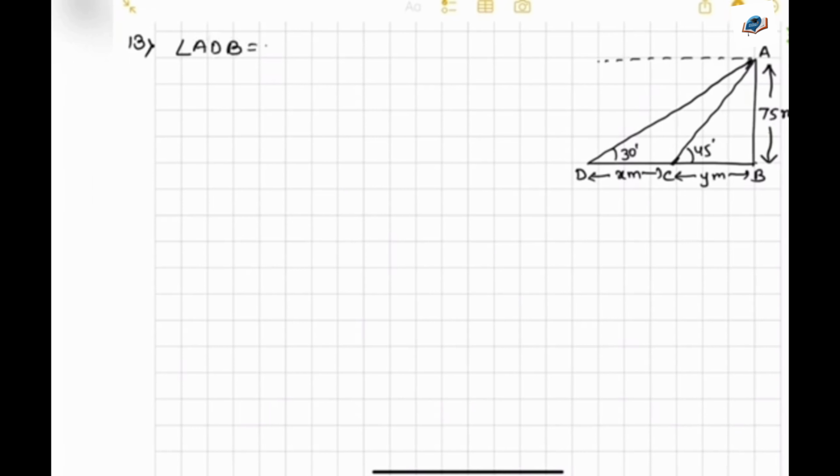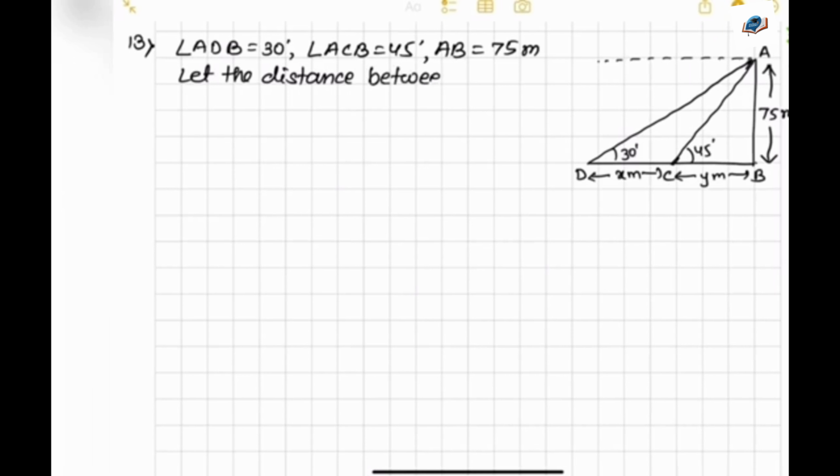So, given angle ADB equal to 30 degree, angle ACB equal to 45, and AB equal to 75 meter. That is the lighthouse. Now, let us suppose the distance between the ships is x meter.